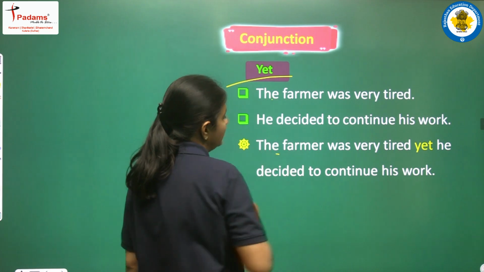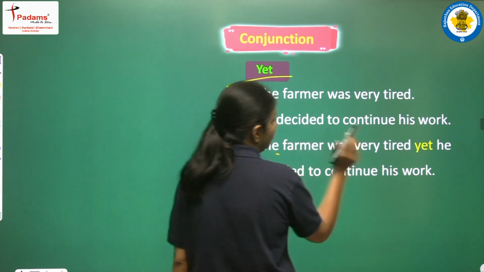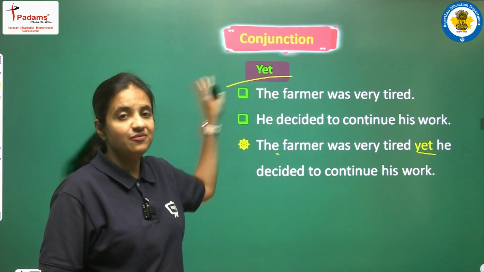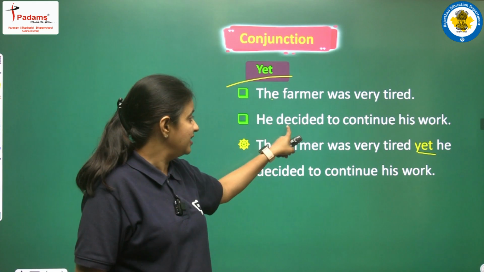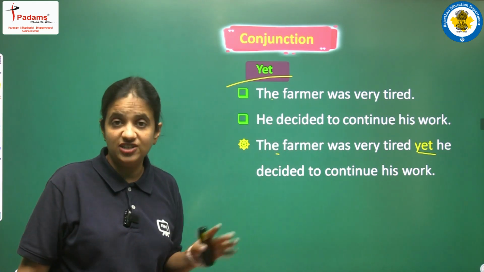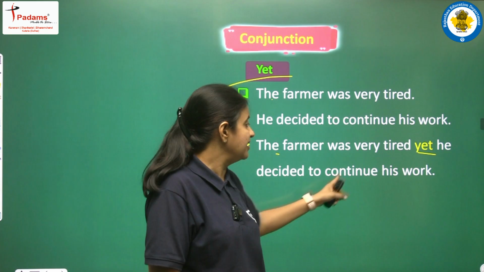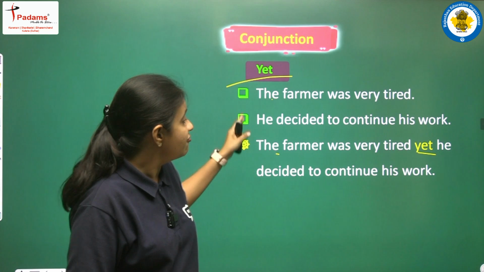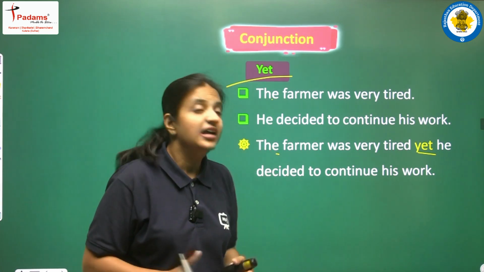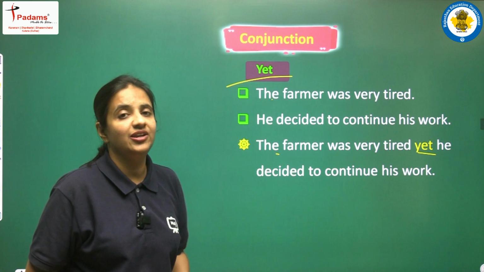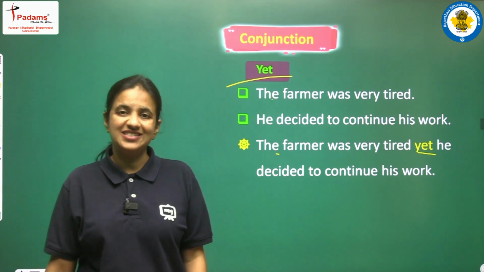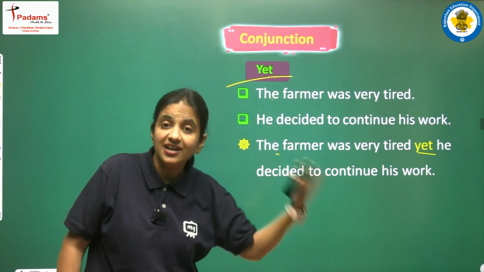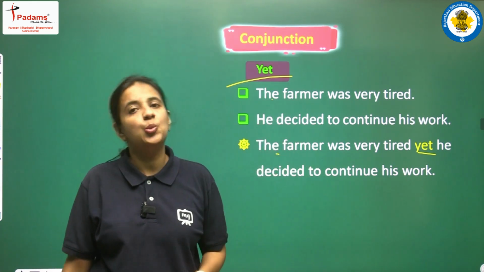First of all we are writing the first sentence as it is, that is, the farmer was very tired. After the first sentence we are using yet, that is the conjunction we have to use, and after yet we are writing the second sentence as it is without any changes. So we are writing he decided to continue his work, and the complete sentence will be: the farmer was very tired yet he decided to continue his work. So again we are showing that despite the fact that he was very tired, still he decided to continue his work.